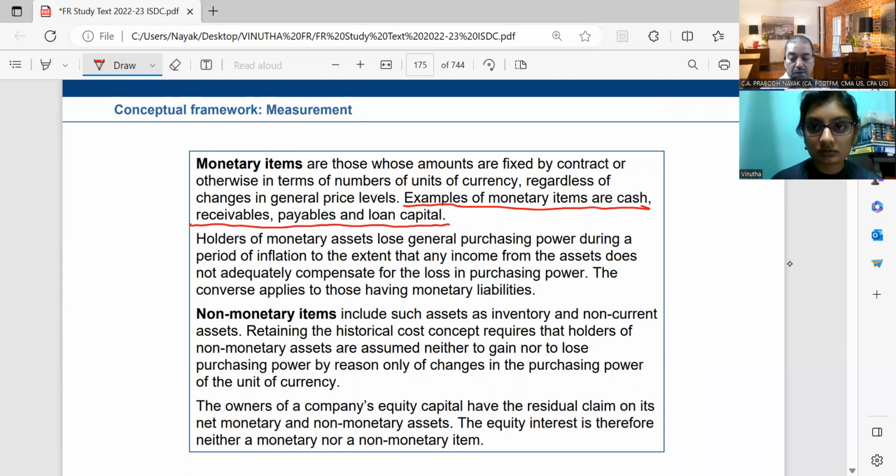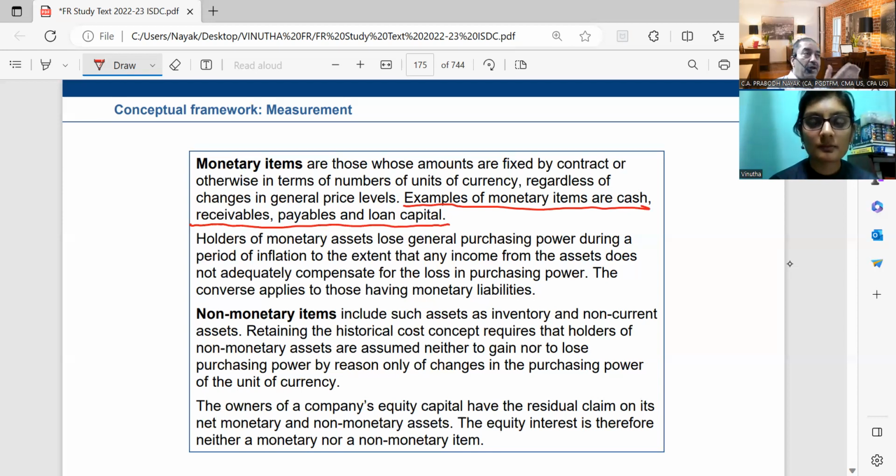Suppose you are having a 10 rupee note in your pocket. Tomorrow the government says there is 10% inflation. So when you put your hand in the pocket, will you find 11 rupees? No, you will find 10 rupees. So cash of 10 rupees will remain 10 rupees.